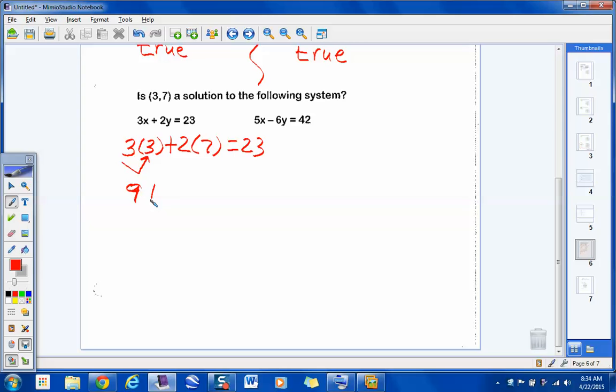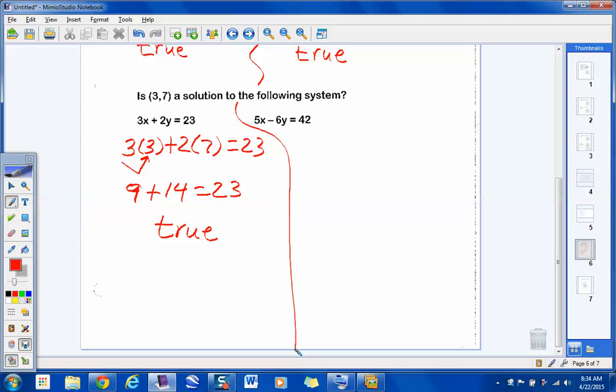9 plus what's 2 times 7? Is 9 plus 14 23? Yes. So this statement's true, right? Yeah. Oh, you don't have to switch it. Okay. So do I have to check the second one? Yes. Okay. So in the second one, what are you throwing in for x?